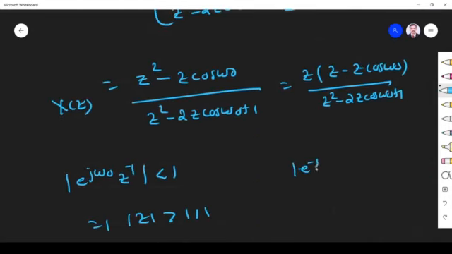If you put e power minus j omega naught z inverse less than 1, mod e power j omega naught is 1, again mod z is greater than 1. So the ROC is mod z greater than 1, like we did for sin omega naught n.